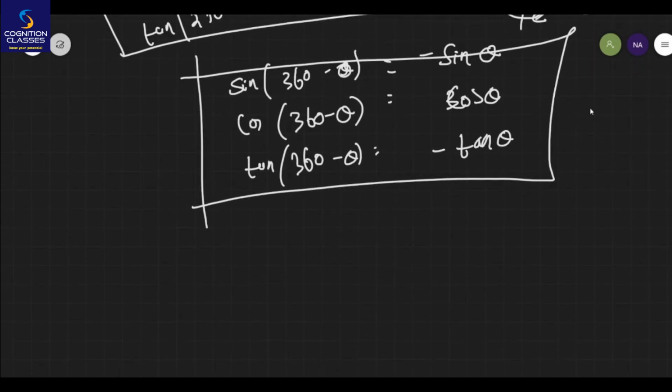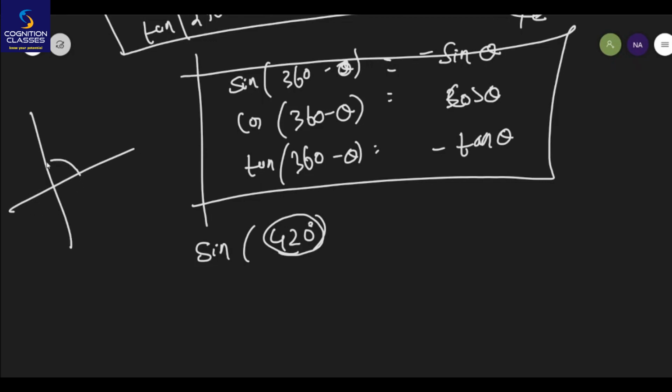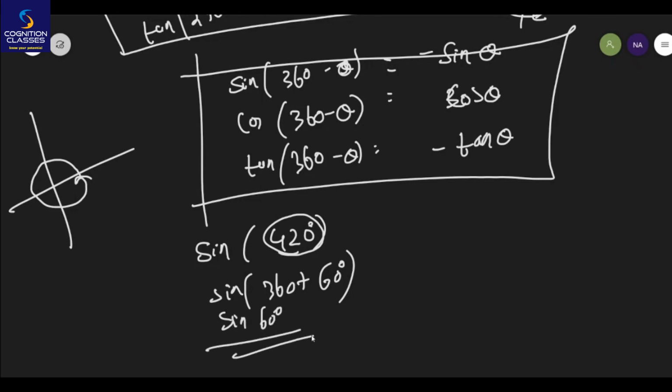Now what if a value more than 360 degrees is given to you? Suppose you need to find the value of sine 420. You should always consider how many rounds you can have, in terms of 360 degree. We can write it as sine of 360 plus 60. In 360 degree we are completing a round, so it is obviously equal to sine 60 degree. So this is how you can calculate the value of any given trigonometric angle.